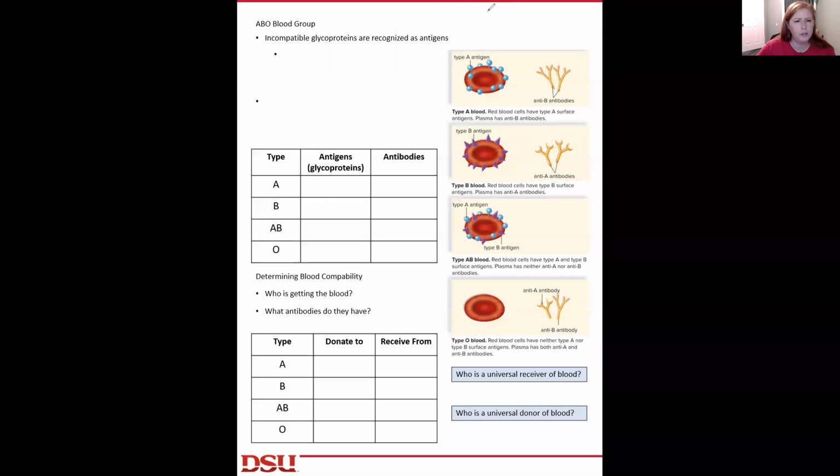Again, let me make sure we get these notes down. We already talked about what antigens are. Wrong type is seen as an antigen. Your body says that doesn't belong here.